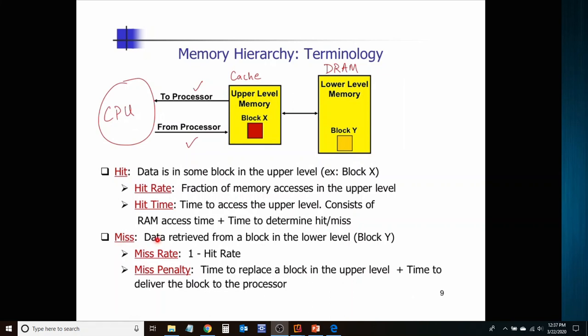A miss is when the data is retrieved from a block in the lower level. Miss rate is going to be 1 minus the hit rate, and the miss penalty is the time you need to spend to replace a block in the upper level plus the time to deliver the block to the processor. So that includes both those times.